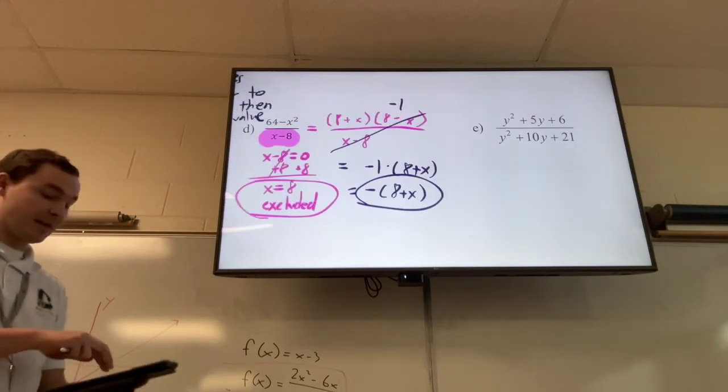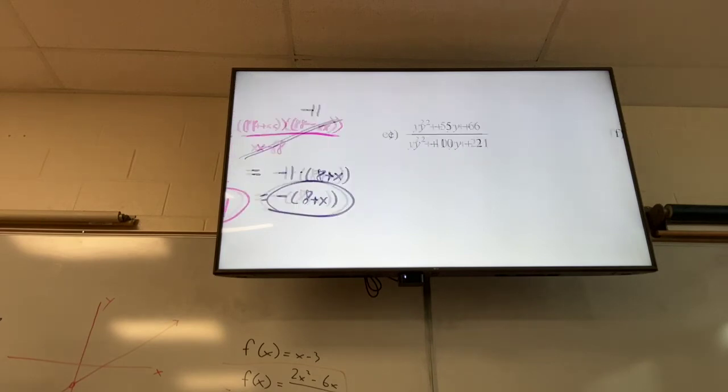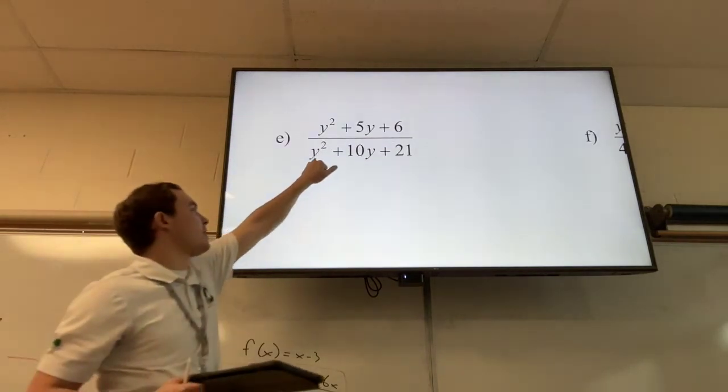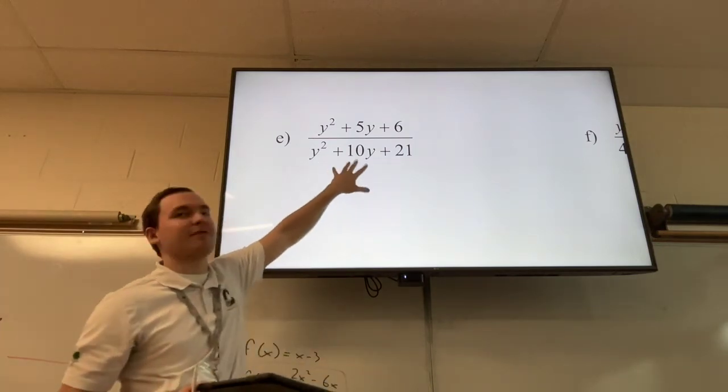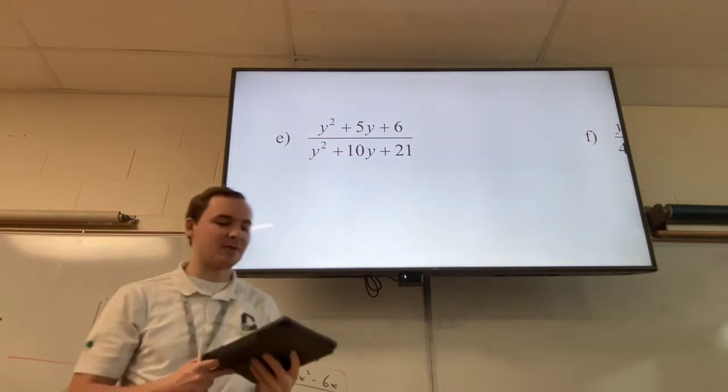Okay, can I move on to E? But that's the answer for D, so not too bad. Can I move on to E? So for E, this is going to be one that we want to factor first, right? Because if we set the bottom equal to 0, we'll have to factor it anyway to find the excluded value. So let's just factor the top and bottom first.